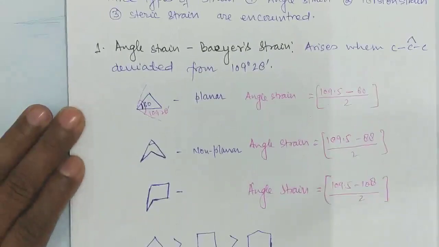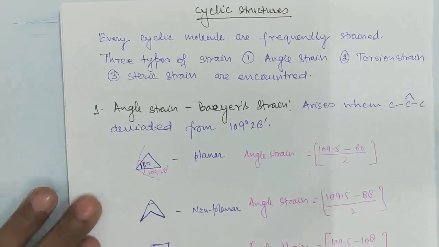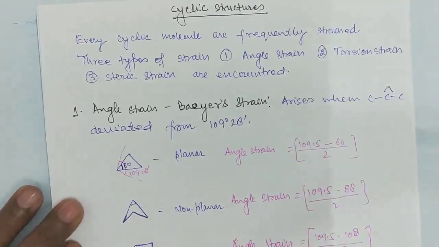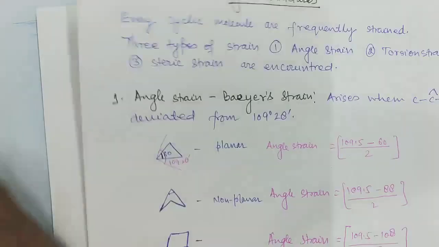So basically, steric strain is offered due to the substituents present in the cyclic structure. So it may or may not be present. It may not be present always in the molecule, but two strains are always there in cyclic structure. One is angle strain and the other is torsion strain, right?